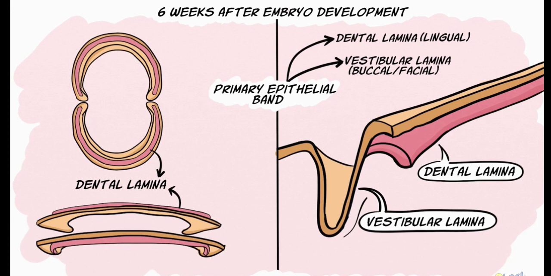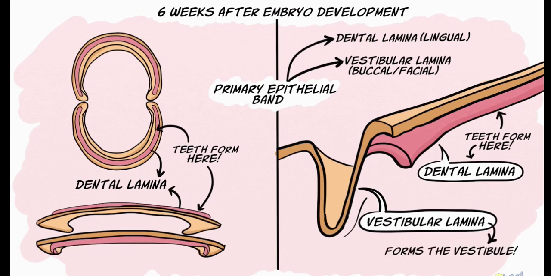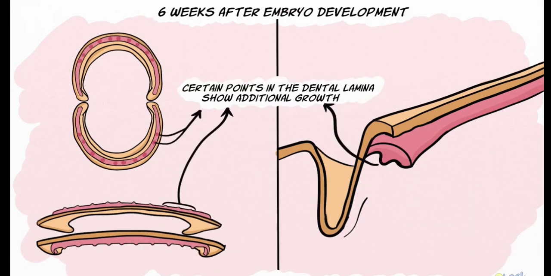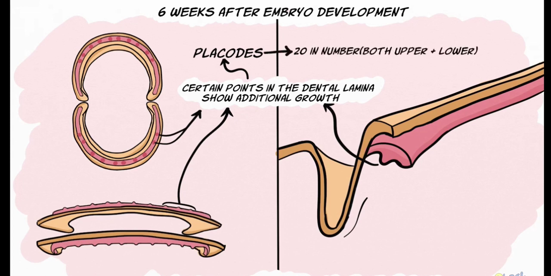It is on the dental lamina that the teeth will form, and the vestibular lamina will eventually give rise to the oral vestibule between the teeth and the cheeks. Now certain points in the dental lamina would develop an additional growth of cells called placodes. These placodes protrude into the underlying mesenchyme. These points, 20 in number, correspond to the sites of the future deciduous teeth.